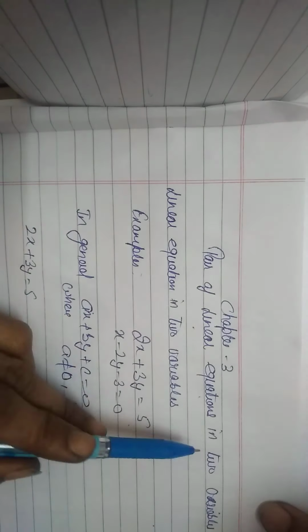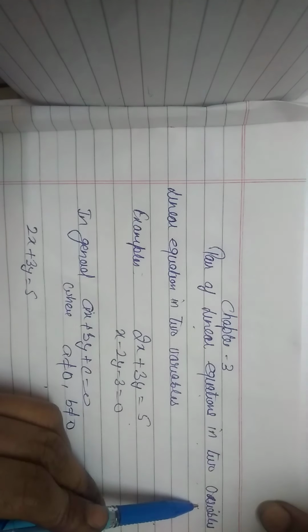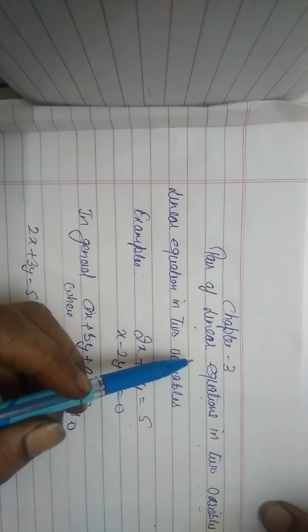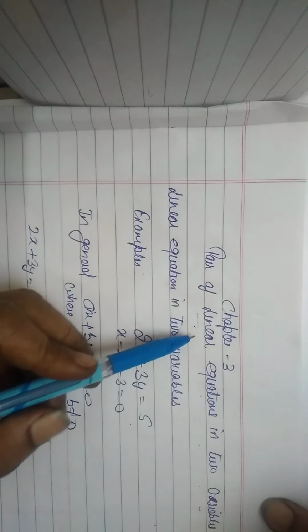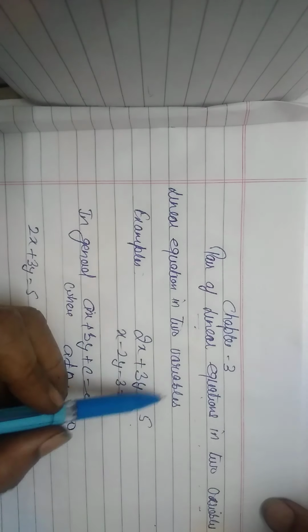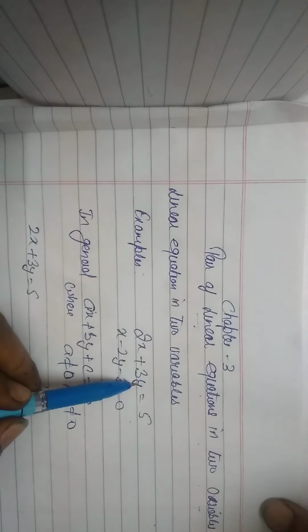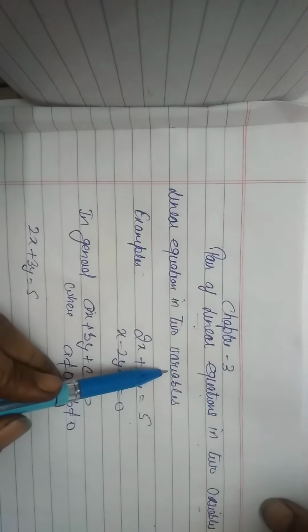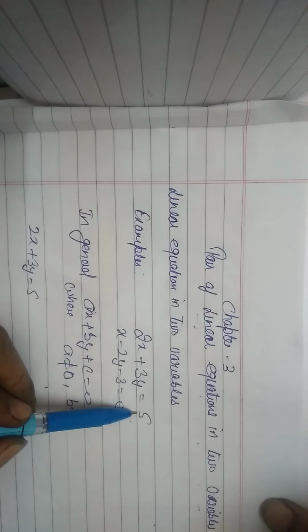Linear equation in two variables means we have an equation with two variables like x, y, p, q, and linear means whose degree is 1, means the exponent of both variables is 1. For example, 2x plus 3y equal to 1. Because we are dealing with equations, an equation has two sides, left hand side and right hand side.